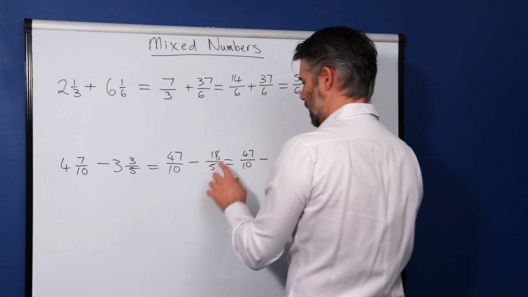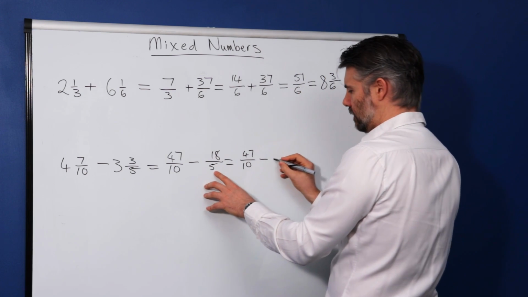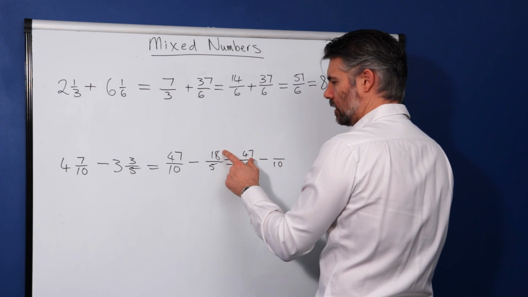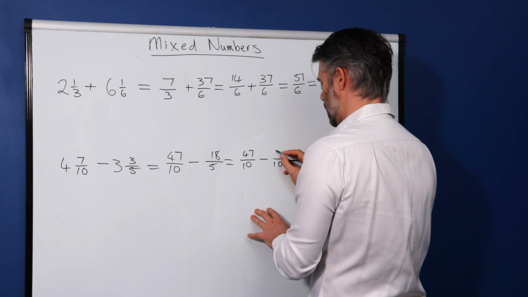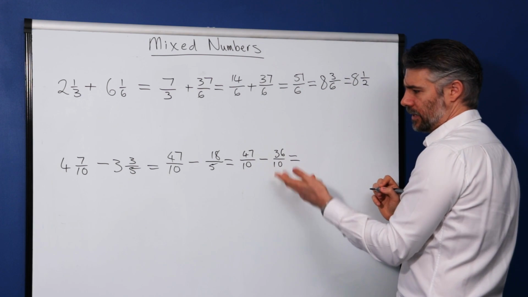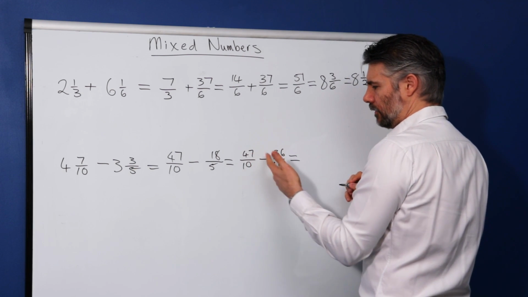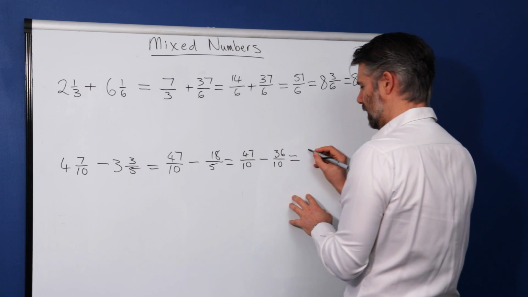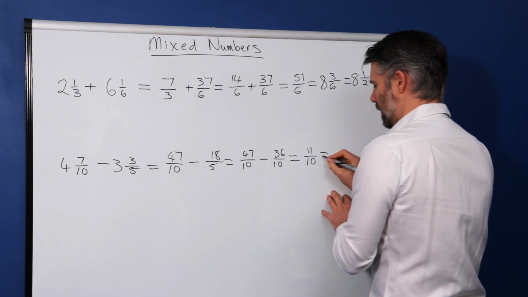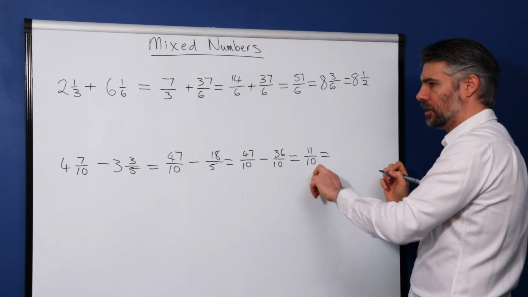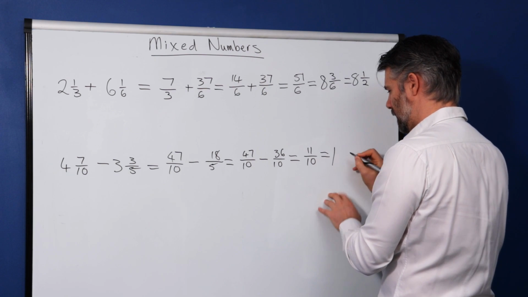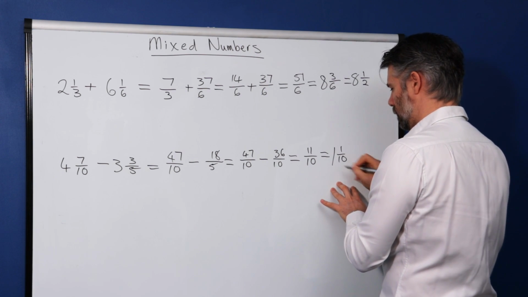So we can leave 47 over 10 the way it is. 47 over 10 minus. Now what do we do to this 5 to make it over 10? The answer is multiply by 2. So we multiply 18 by 2 and we get 36. And now our denominators are the same. We subtract the top. 47 minus 36 is 11 over 10. And now that's an improper fraction. So we take 1 out. We take 1/10 out of there, and what do we have left? 1 over 10.